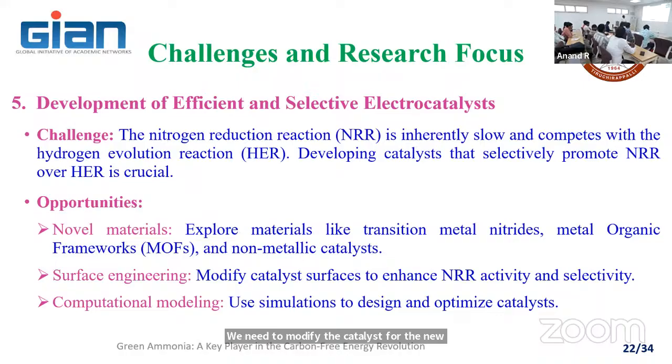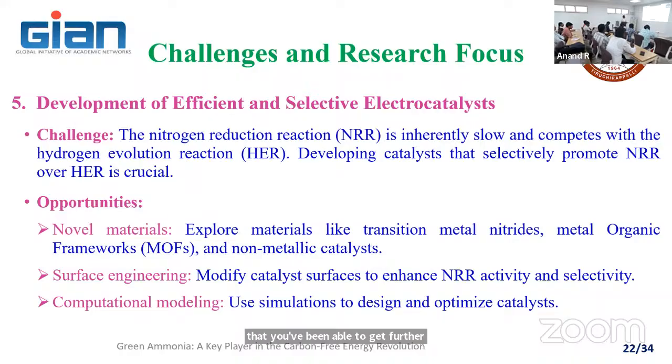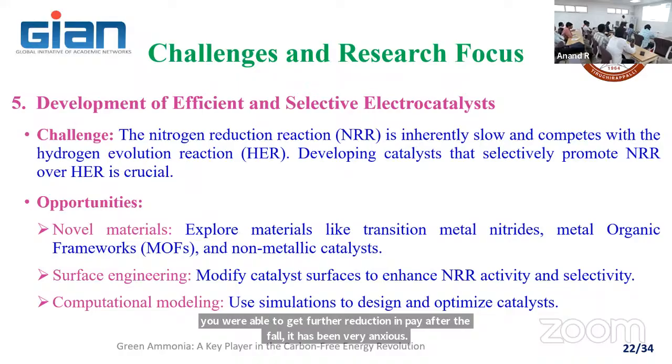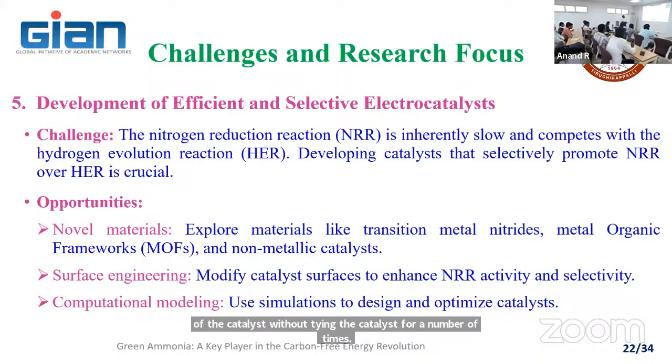Maybe plasma is also one of the methods by which you can modify and increase the surface area of the catalyst. There are several ways you can vary the surface area. Maybe you convert it from millimeter to micron, or micron to nano, or from nano to 10 power minus 2, which also increases the surface area of the catalyst, so that we can further reduce the activation energy for enhancing the reactions. And a lot of research is currently going on with simulation of the catalyst, without trying the catalyst a number of times. People are going for simulation methods for optimizing the catalyst.